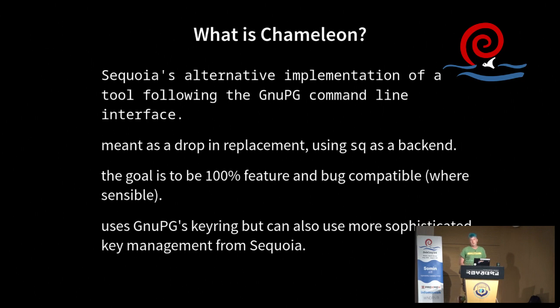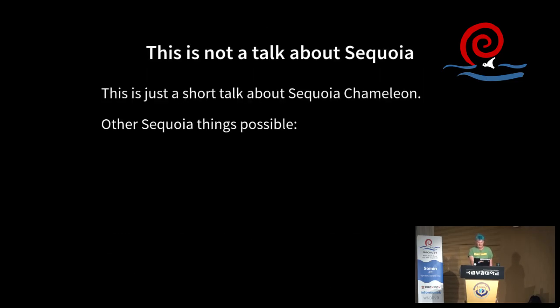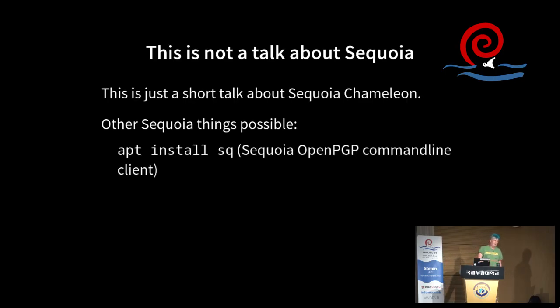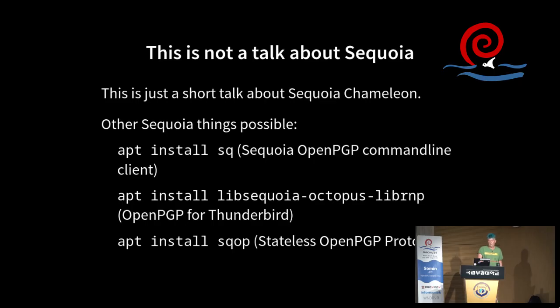It uses gpg's keyring, but it can also use more sophisticated key management from Sequoia. But you don't have to use it. You can just use gpg as you used before. And more documentation is being worked on at the moment. This is not a talk about Sequoia. Still, I want to explain other things. You can just install the command line interface. There's also Sequoia for Thunderbird. And you can also use the stateless OpenPGP protocol.